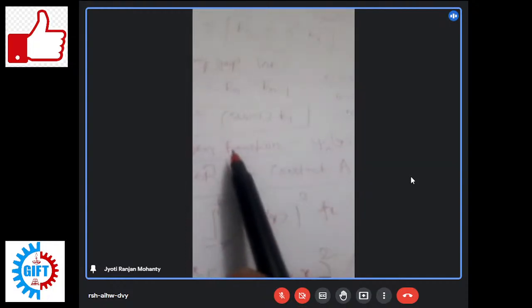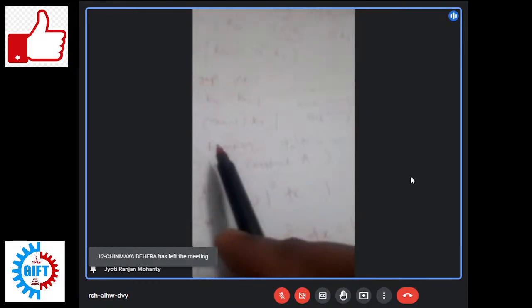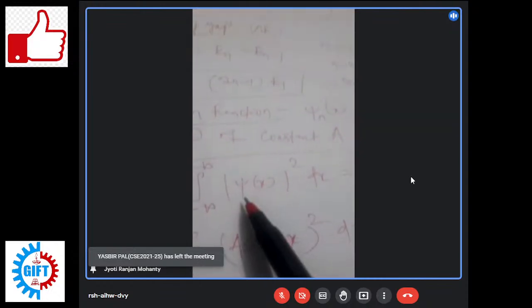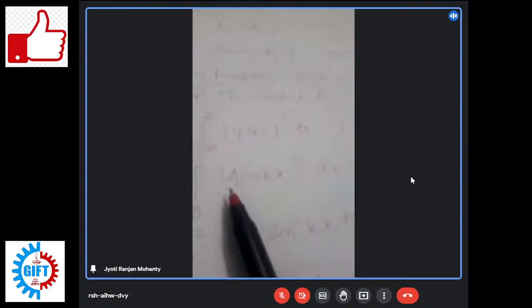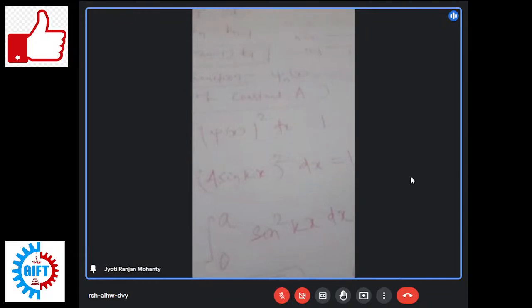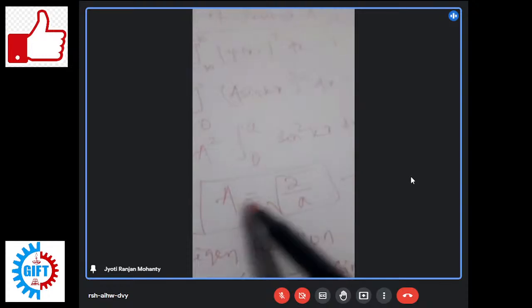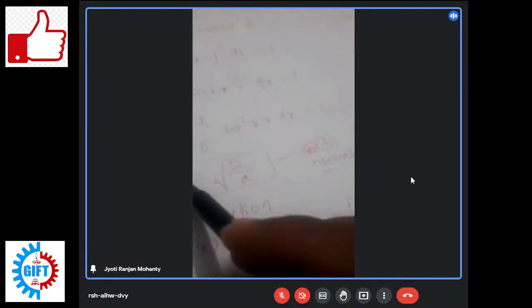Eigenfunction means to find out the unknown constant A. To find the unknown constant A, we have to take the normalization condition, that is integration from minus infinity to plus infinity of psi x square dx is equal to 1. We know psi x is equal to A sin kx, whole square dx is equal to 1. After integration, we got the unknown constant A is equal to under root 2 by a. So this is the value of the constant, and this constant A is known as the normalization constant.